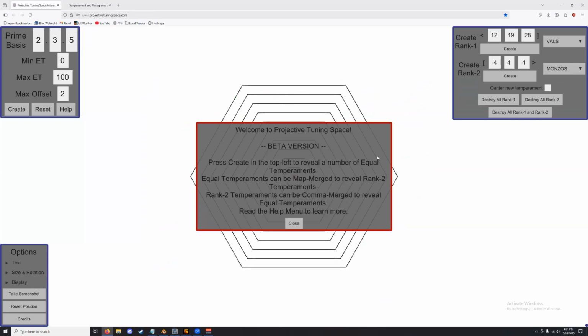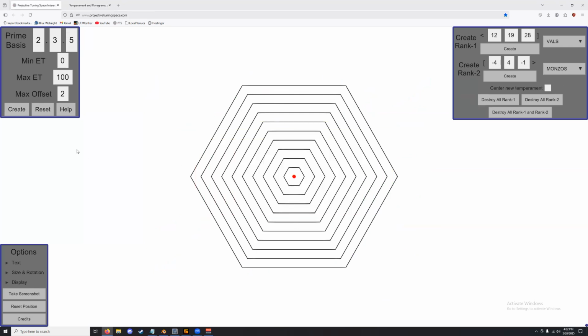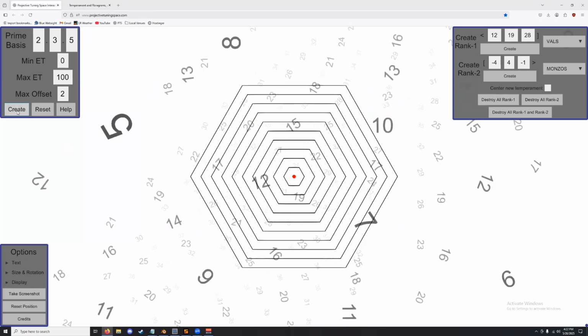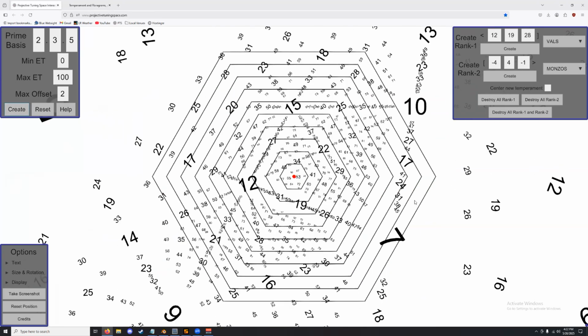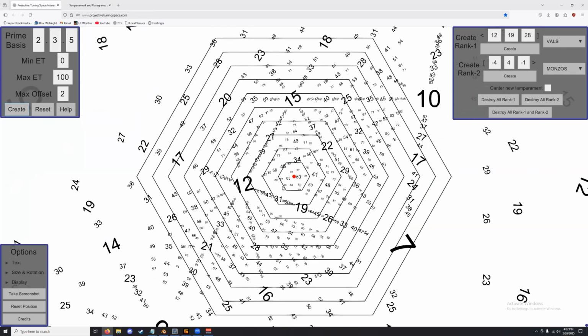So here it is. You can press create here to reveal equal temperaments, and then you can map merge and comma merge the temperaments to get new ones, basically. So there we go. Look at that. Here in the middle, there's a red dot that represents purely tuned just intonation for the prime basis of 2, 3, 5, which is basically 5-limit just intonation. And surrounding that are several hexagons which serve as a ruler for damage for the optimal tuning.